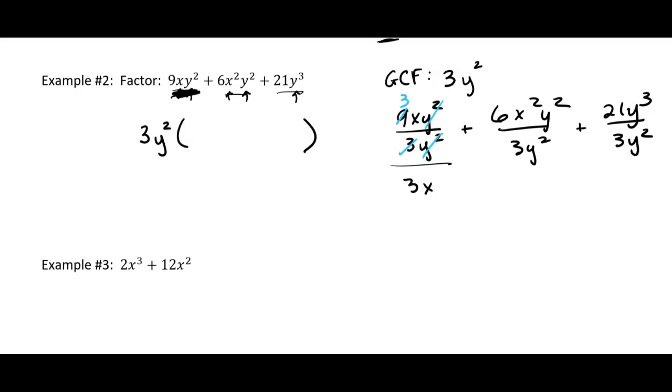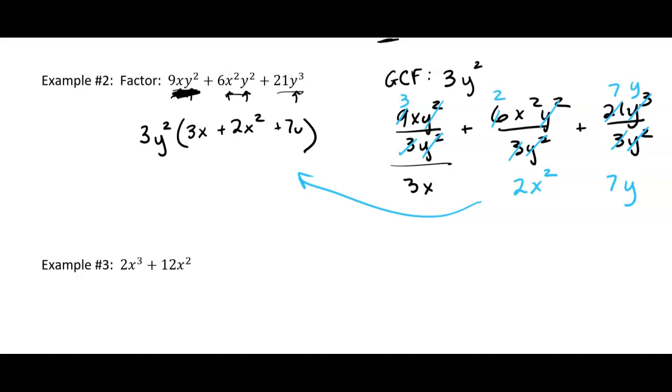So you have 3x. And the next one, 3 goes into 6 2, and then the y squareds are out, so you have 2x squared. And then the last one, 3 goes into 21 7. And then y squared goes into y cubed, but you have a y left over, so 7y. That's what the 3 terms are going to be. That's what's going to go inside the parentheses. Now, I can write that: 3x plus 2x squared plus 7y.